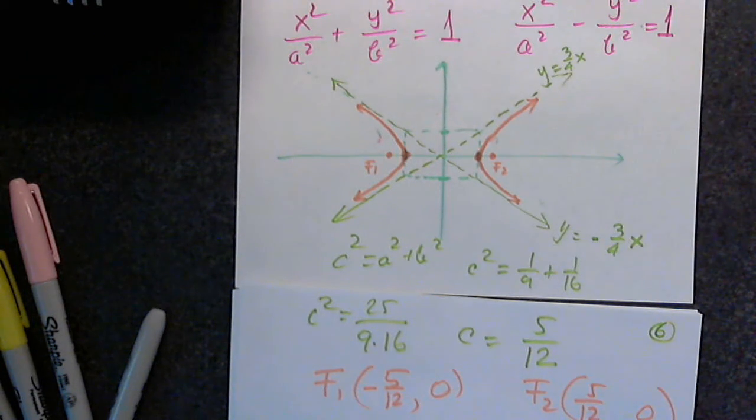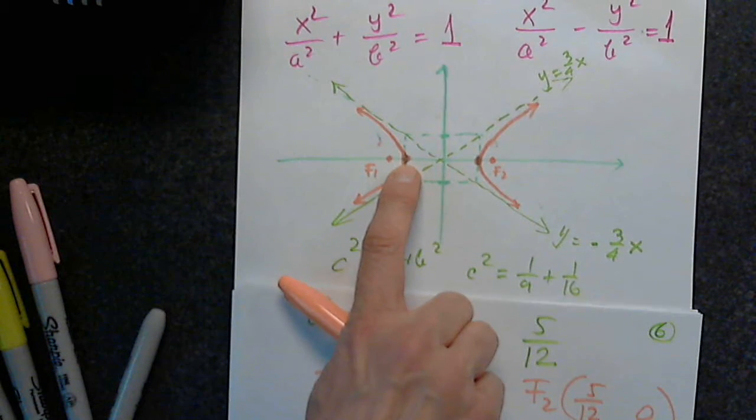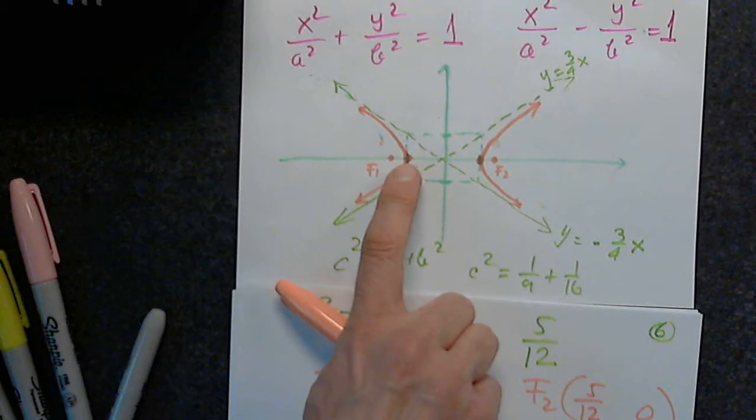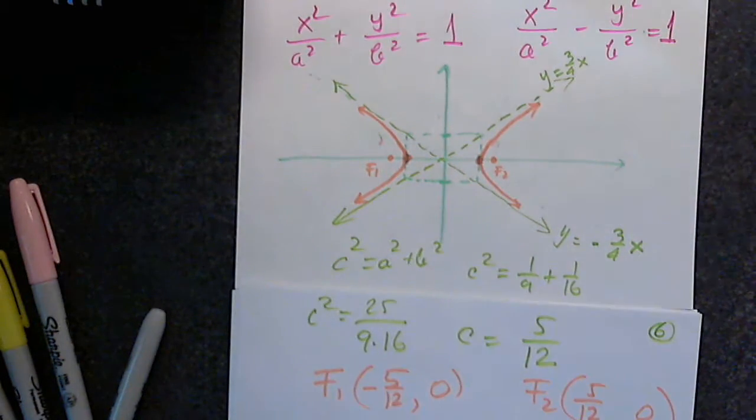So they were asking us to find the vertices. We did. This vertex right here is negative 1/3 comma 0, and this one is 1/3 comma 0. Then we were asked to find the foci. We did. The asymptotes of the hyperbola. We did. And sketch the graph. We did.